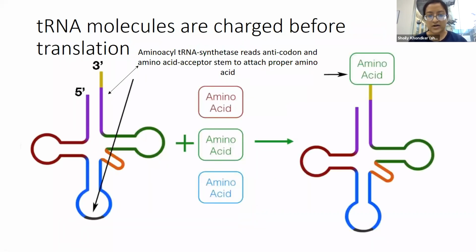Before a tRNA is able to start translation, it needs to be charged, which means the correct amino acid needs to be attached to it. This is done by an enzyme called aminoacyl tRNA synthetase. We cannot pronounce things. It reads the anticodon as well as the sequence at the amino acid acceptor stem region, and it attaches the proper amino acid to the tRNA molecule.